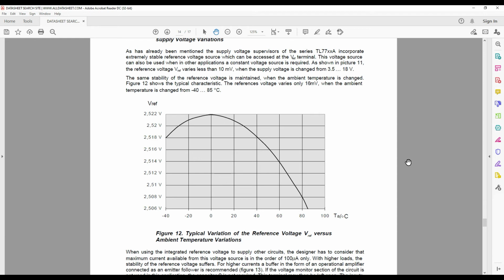Figure 13. If the voltage monitor section of the circuit is not used in this application, the capacitor C is not required. This terminal may then be left open. The inputs SENSE and RES IN are connected to ground.